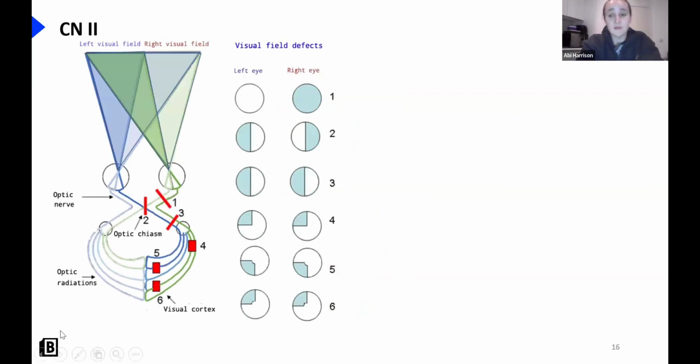So this is the same schematic representation of your visual pathway, with some pathology marked on and the corresponding visual field defects. For each, we'll talk about where the lesion is, what you would notice on examination, and some of the common differentials.